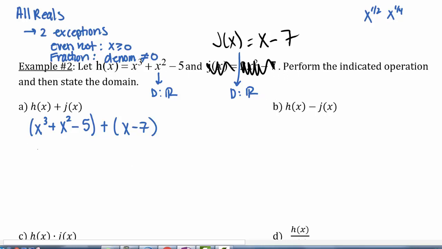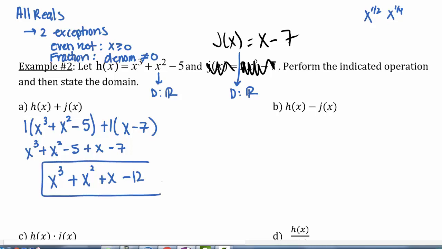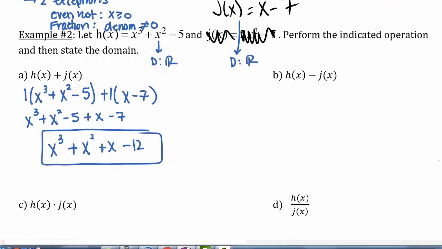So now let's add them. So again, I just have a positive 1 in front of each of these. So x to the 3rd plus x squared minus 5 plus x minus 7. And I'm going to combine my like terms. So x to the 3rd plus x squared plus x minus 12 for the sum. And my domain is all real numbers. Okay, because again, I don't have either of those exceptions.